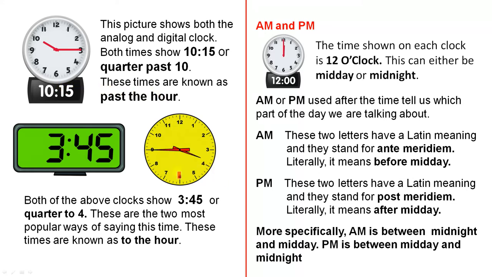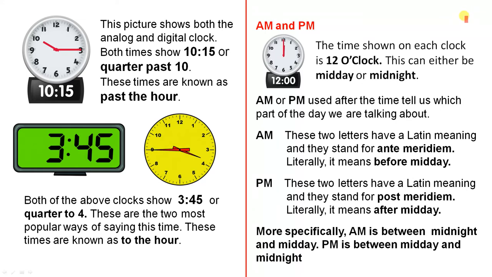Both of the above clocks, that's this one and this one, show 3:45. These are the two most popular ways of saying this time. These times are known as to the hour, because the minute hand is progressing towards the hour.